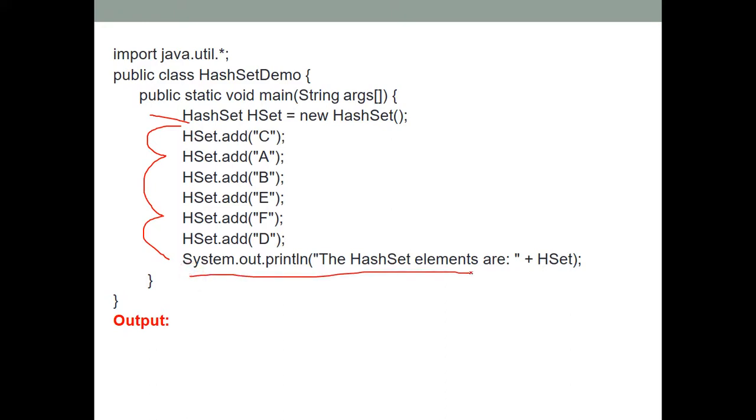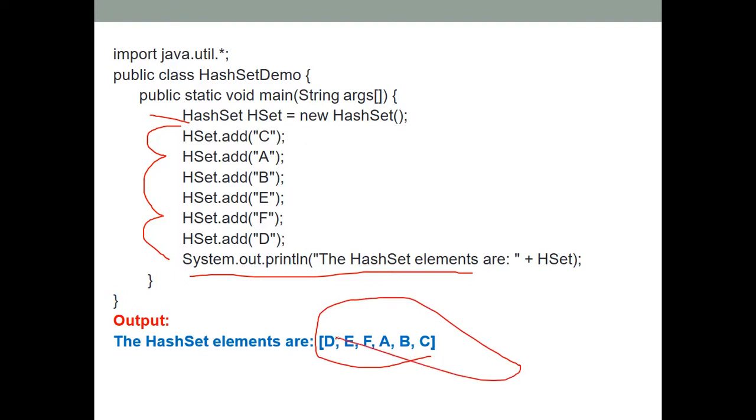We already know HashSet does not maintain insertion order. It will store data in any way. You can't expect it. So your HashSet elements are D, E, F, A, B, C. I hope it is clear.